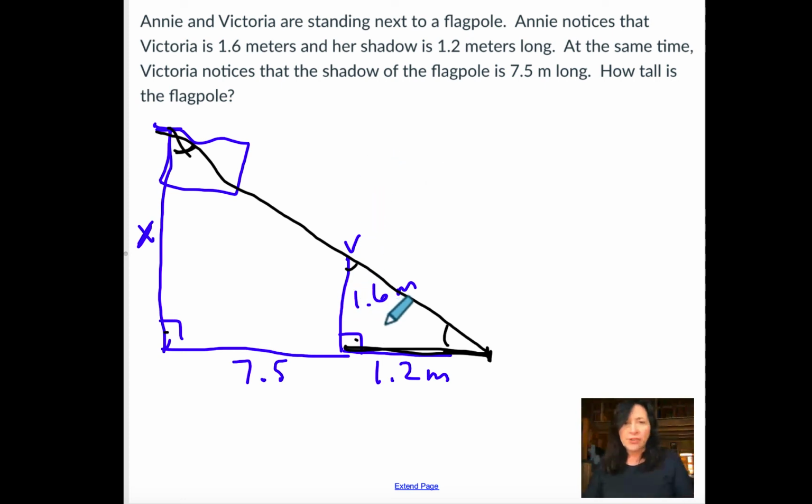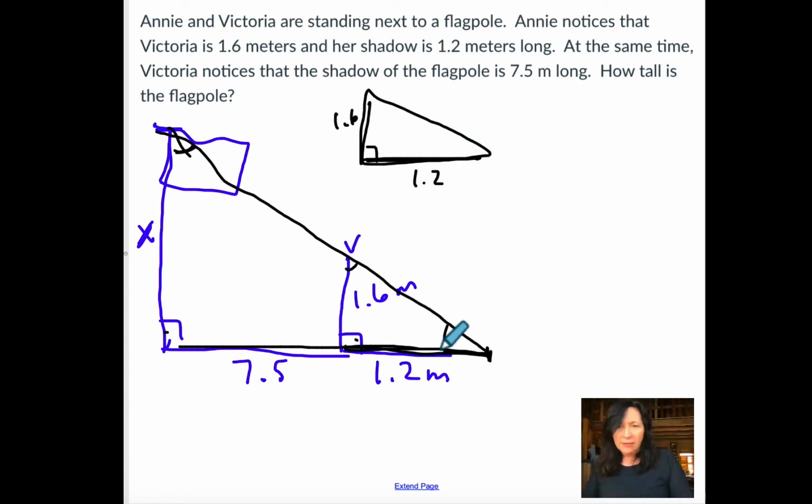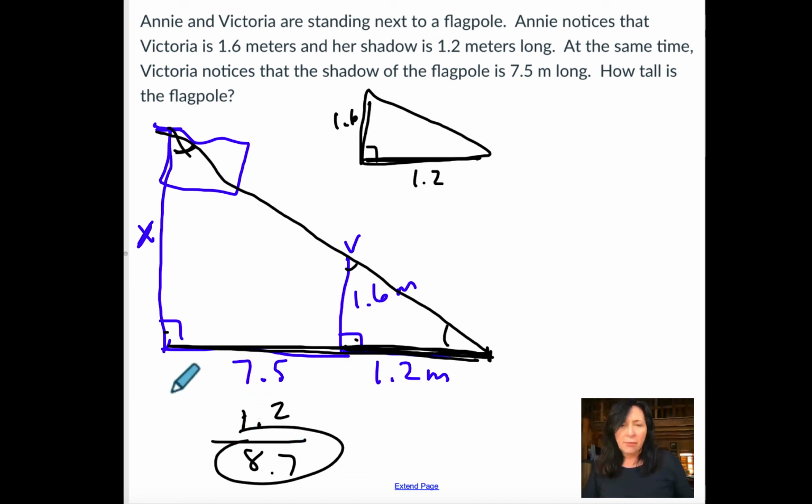So in order to figure out how tall the flagpole is, we're going to need to make a proportion. So what I'm going to do is split up this little triangle here. I'm going to look at Victoria, which is 1.6 here and 1.2. And so I'm going to say this side here to this side of this triangle, because remember, the big triangle goes all the way across. And so I'm going to add the two together. So 7.5 plus 1.2 is 8.7. So the long side right here is 8.7.